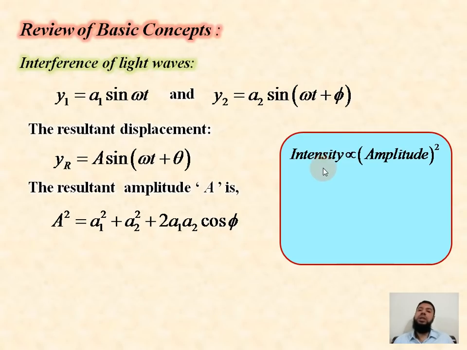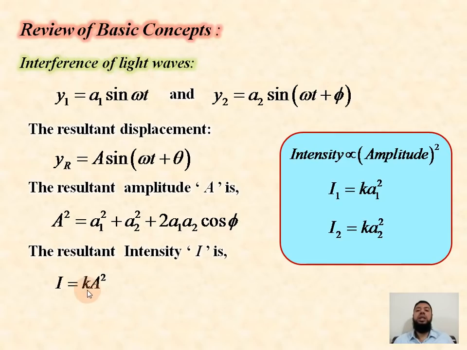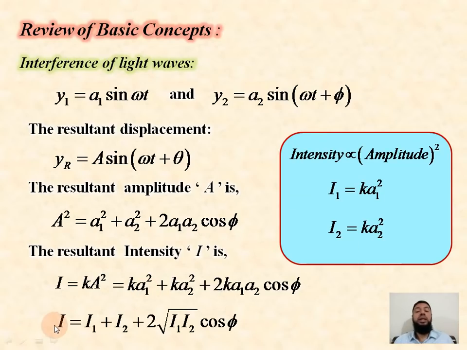Dear students, we have learned that the intensity of light is directly proportional to the square of the amplitude. Hence the intensity of the first wave is I1 is equal to k a1 square and I2 is equal to k a2 square. Hence the intensity of the resultant wave is I is equal to k a square. Substitute the values, replacing k a1 square by I1 and k a2 square by I2, and the resultant intensity is I1 plus I2 plus 2 square root of I1 I2 cos phi.